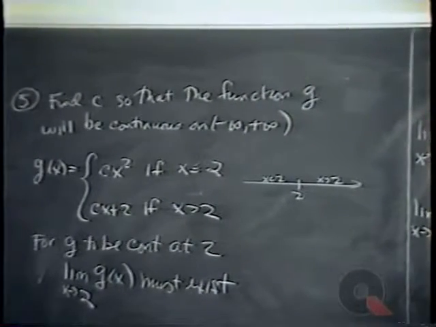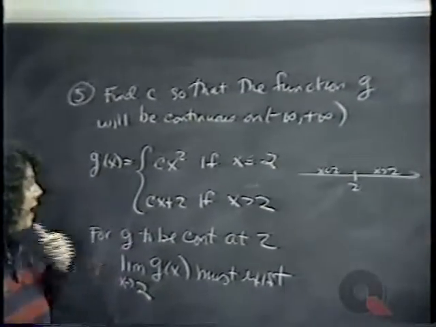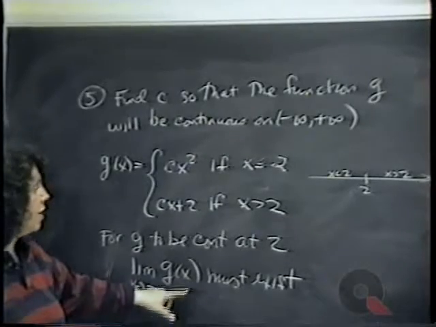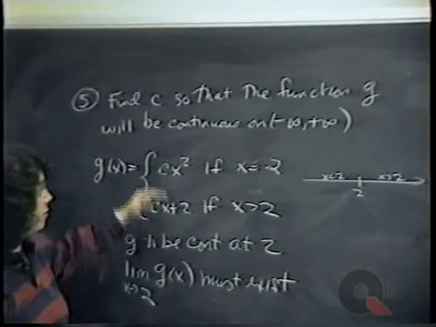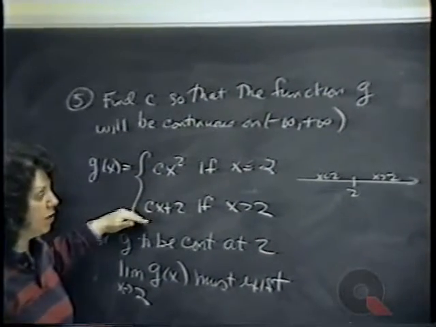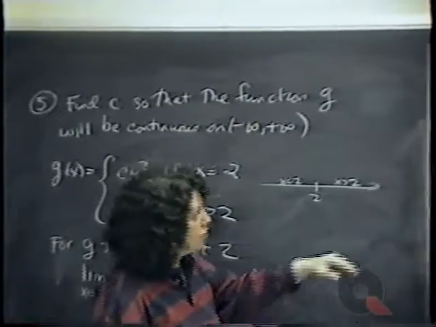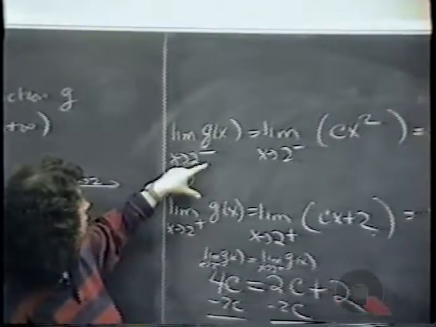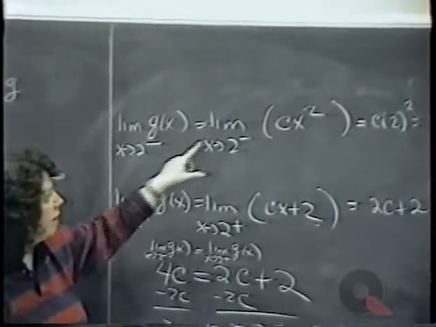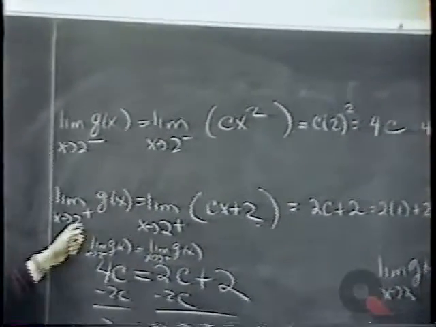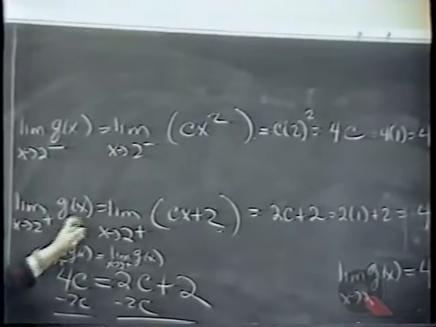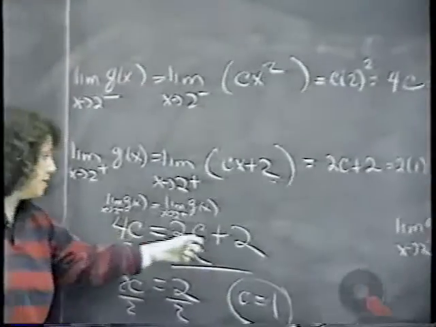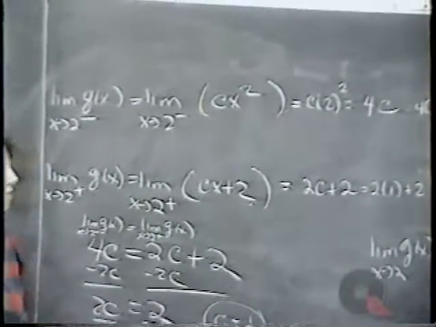So in order for g to be continuous at 2, one of the things we knew had to happen was that the limit as x approaches 2 of g of x had to exist. The only way that limit could exist is if the limit from the left and the right were the same. That led us to these two equations. The limit of g of x as x approaches 2 from the left was 4c. The limit from the right was 2c plus 2. We knew that those two limits had to be the same. That led us to the value for c.